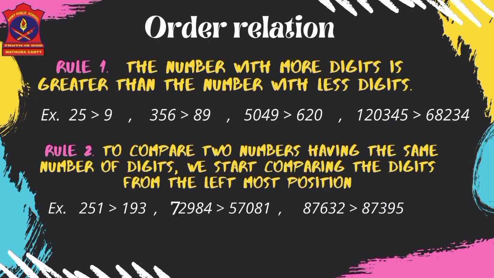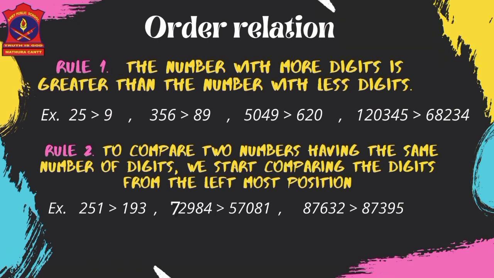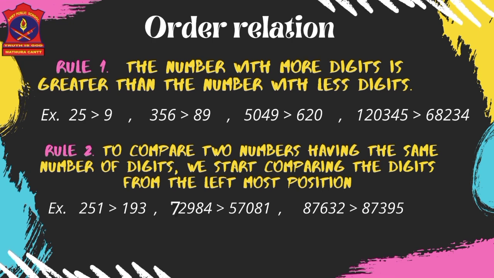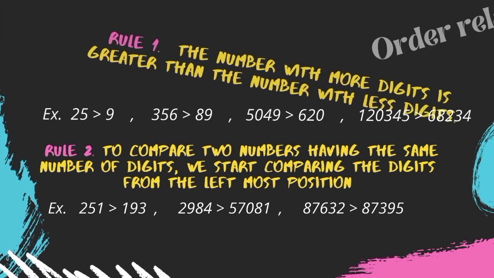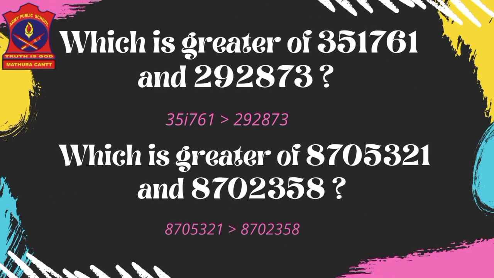Okay, now let's see the next example. Here we have 8,07,632 greater than 8,07,395. Why? Because as you can see, the first 2 digits are the same in both the numbers. The third digit being different, that is the hundreds place, we have 6 and 3. So that is the reason 8,07,632 will be greater than 8,07,395.